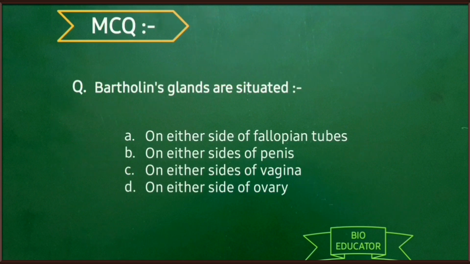Now it's time for MCQ. First question. Bartholin glands are situated. We know that the Bartholin glands are situated on either side of vagina. So C is the right answer.